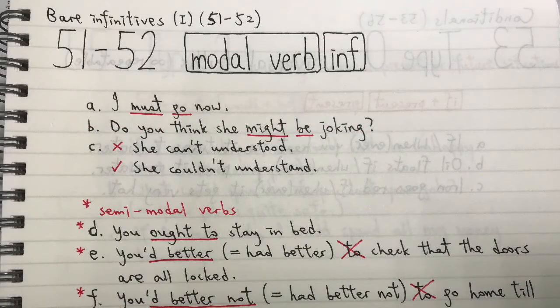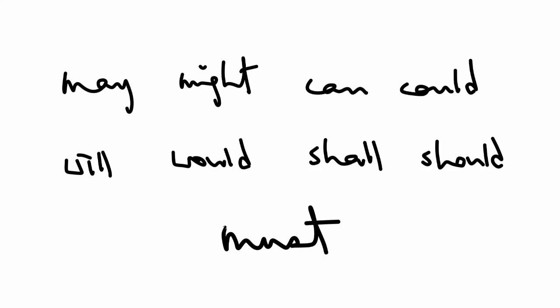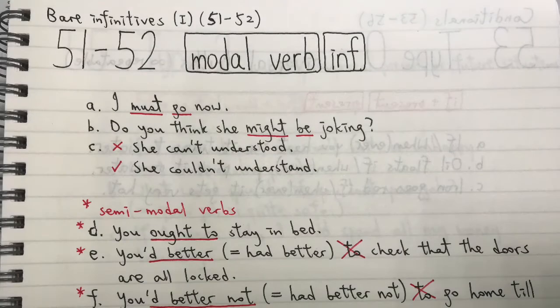Bare infinitives part 1. After a modal verb, you need a bare infinitive. But first of all, what is a modal verb? There are 9 of them. May, might, can, could, will, would, shall, should, and must. After these 9 modal verbs, you must put down a bare infinitive, the basic form of a verb.